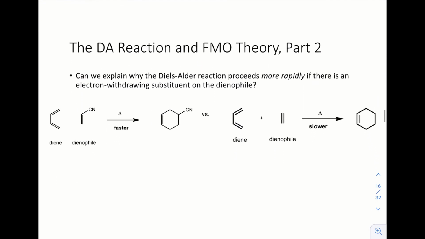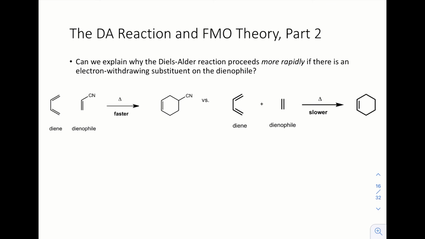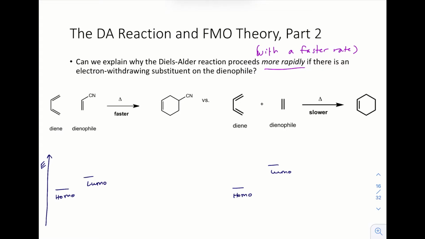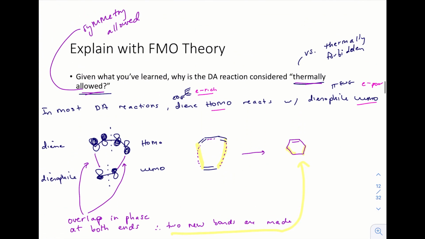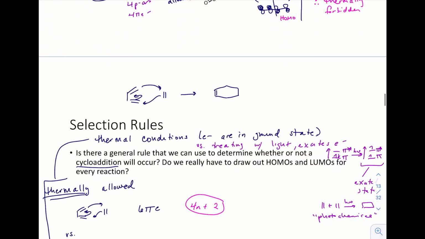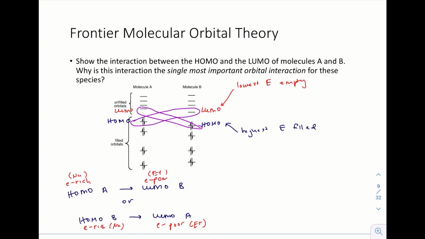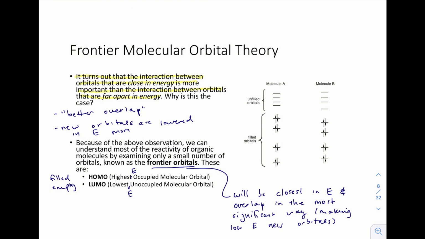How can we use this analysis to explain why the Diels-Alder proceeds more rapidly, so with a faster rate, if there is an electron withdrawing substituent on the dienophile? Well, let's recall the orbital interaction that takes place in the Diels-Alder. It is an interaction between the highest energy occupied molecular orbital, the filled orbital of the diene, with the lowest energy empty orbital of the dienophile. The diene is acting like the nucleophile, and the dienophile is typically acting as the electrophile. Also recall that the closer in energy the HOMO and LUMO are of the reacting species, the better overlap they will have.